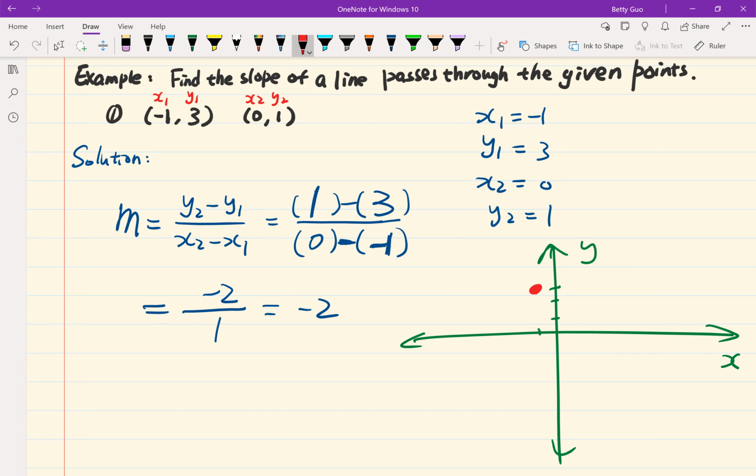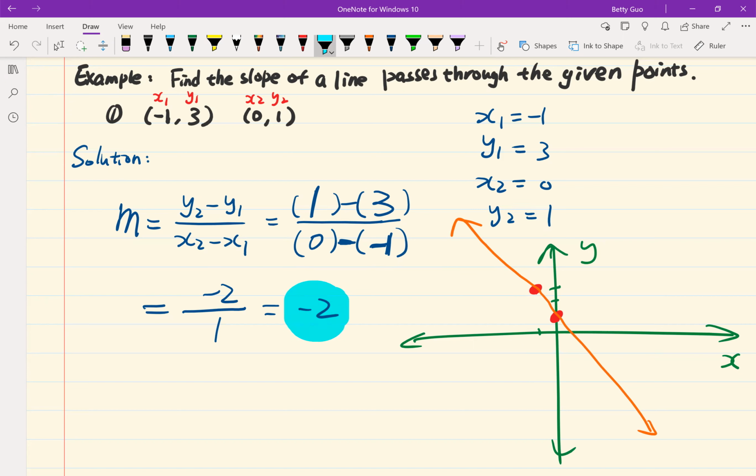And where is 0, comma 1? Am I right? 0, comma 1 is on the y-axis, 1 unit above the origin, right? Okay, so let me connect the 2 points. And that straight line corresponds to the straight line which passes the 2 given points. Okay, so look at here.